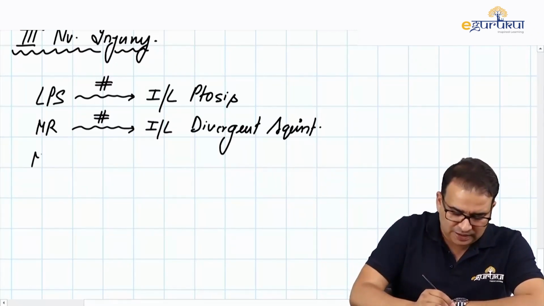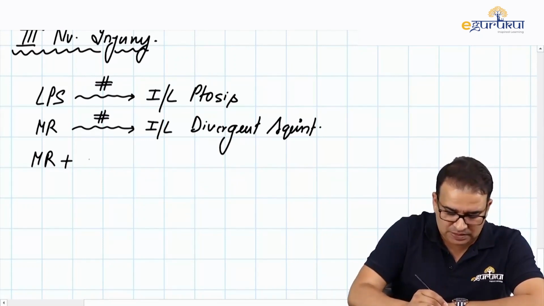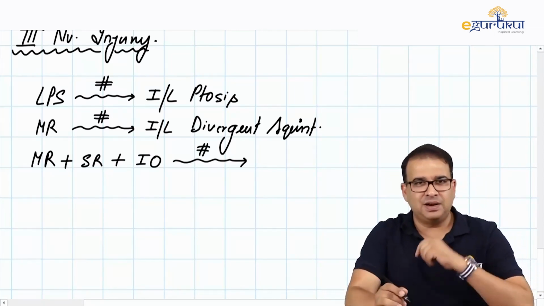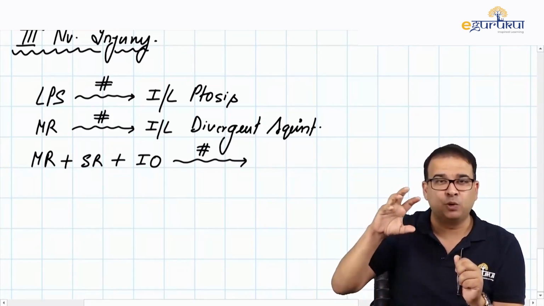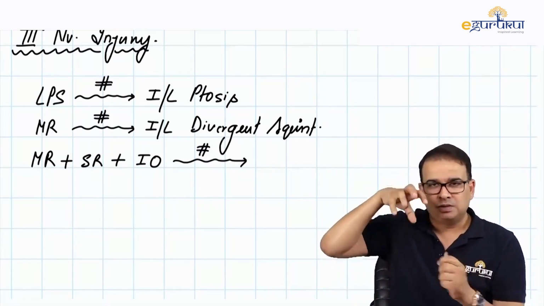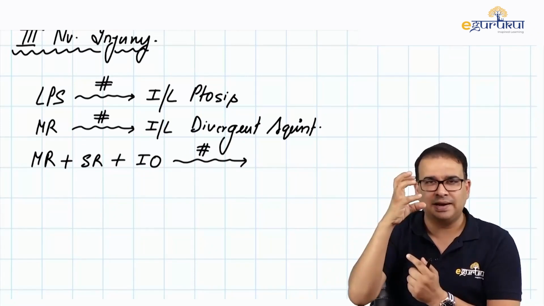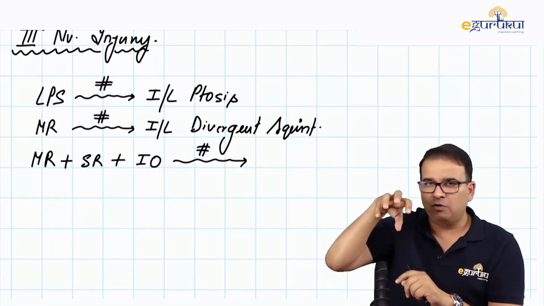Now, once again, if I write the names of the muscles just for the sake of convenience, guys: medial rectus plus superior rectus plus inferior oblique. If you look at the collective effect of the injury to these muscles, we know that superior rectus and inferior oblique both are to look up, and medial rectus to look inside. So there will be the opposite of it. The eyeball will be down and the eyeball will be out.